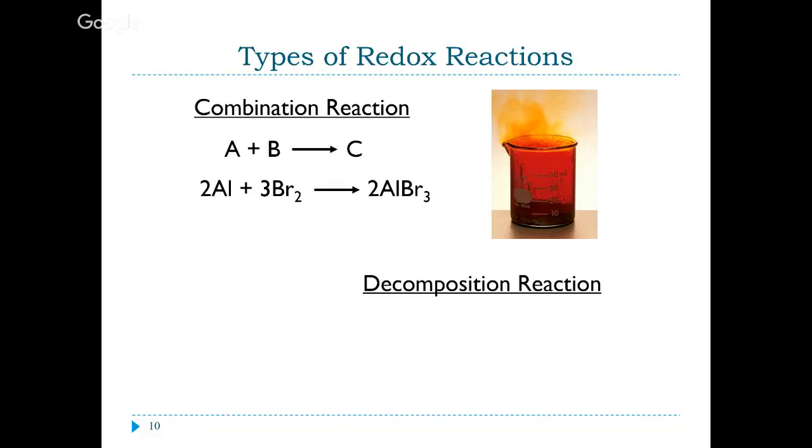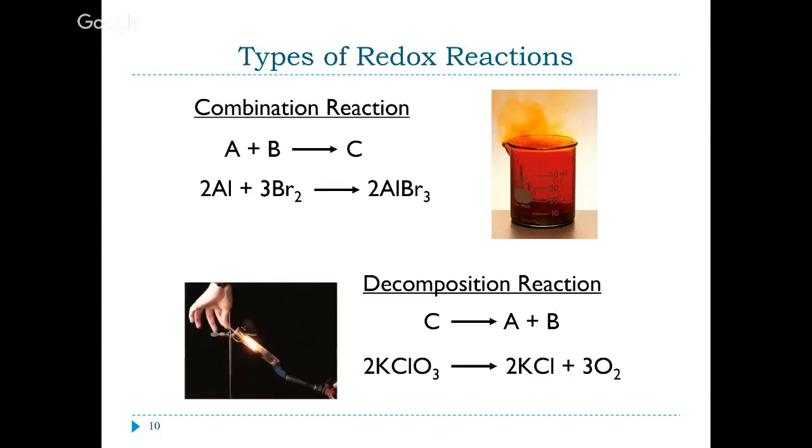Decomposition reactions are also going to be redox reactions because oftentimes when we decompose something, we might decompose it into its constituent elements. Here we're showing potassium chlorate decomposing into potassium chloride and oxygen. So what's changing here is oxygen is changing and then the chlorine is changing. So oxygen becomes oxidized and the chlorine becomes reduced.